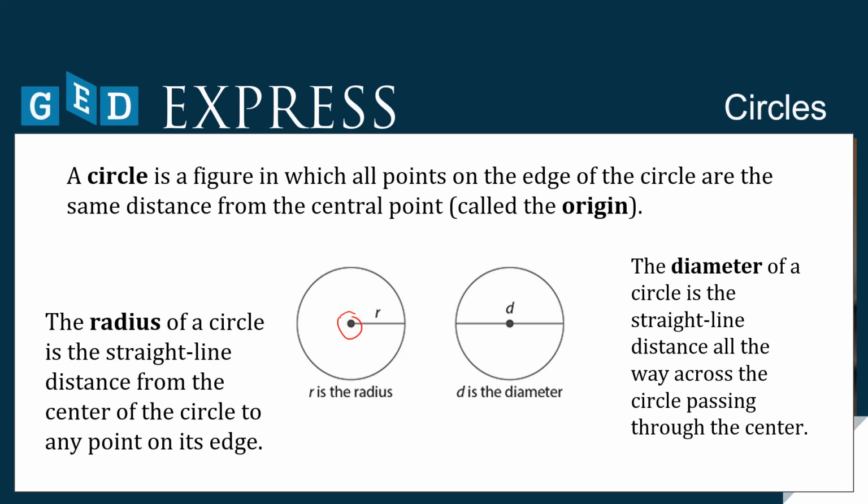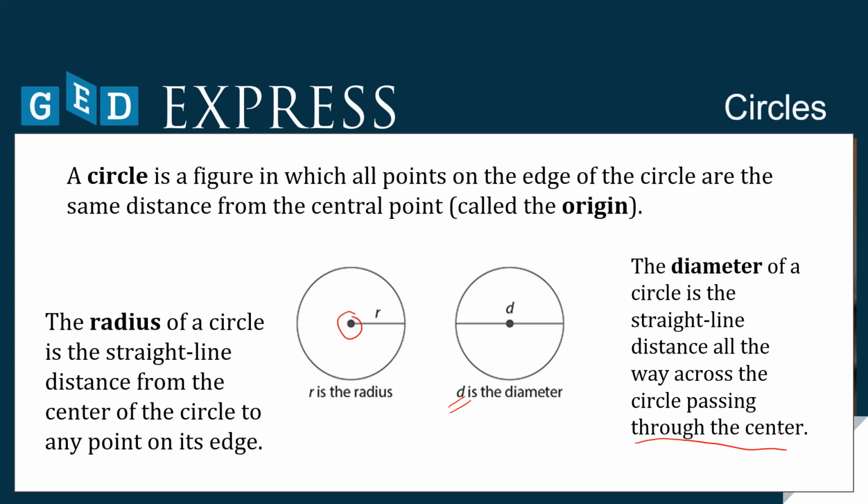Now, part of the circle is the diameter. The diameter of a circle is the straight line distance all the way across the circle passing through the center. And it is generally indicated by the letter D. So D is the diameter. And it will only be considered as diameter if it passes through the center point.